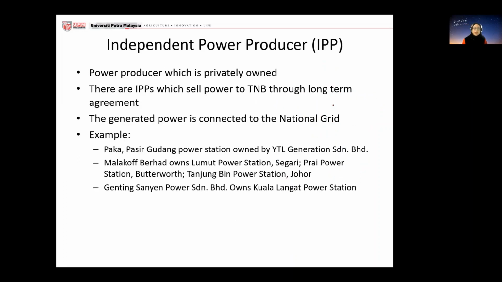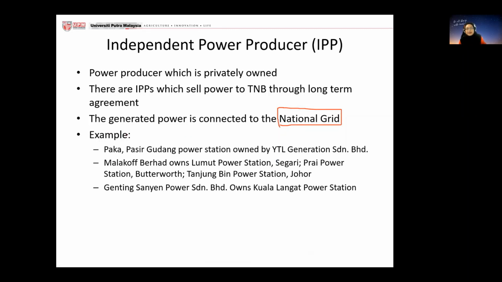An independent power producer, IPP, is a power producer which is privately owned. It's not under TNB. However, they have a long-term agreement with TNB in which the IPP sells power. So they generate their own electricity and sell that to TNB through an agreement. This generated power is connected to the national grid. We'll look at the national grid in a few more minutes, so keep that in mind.